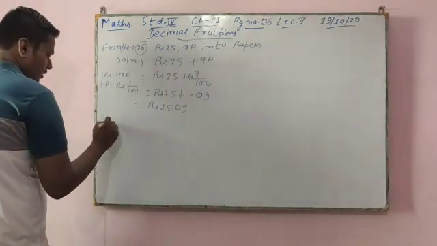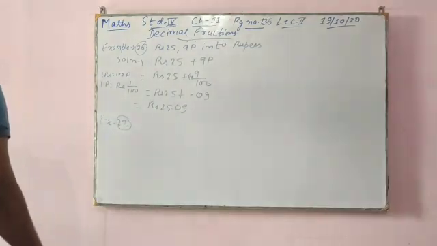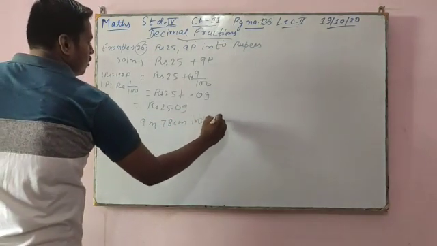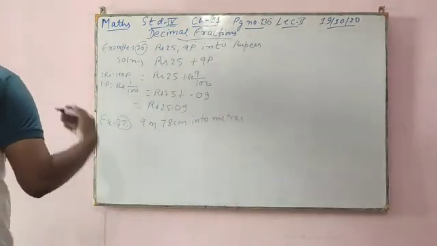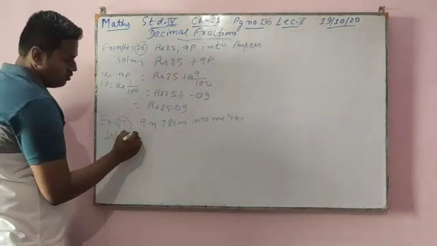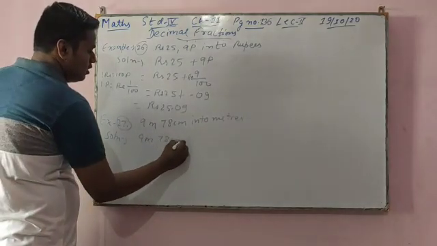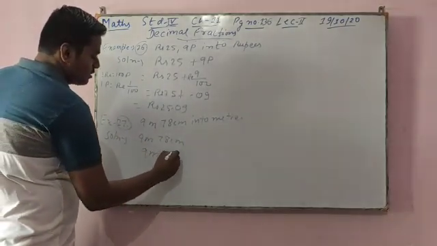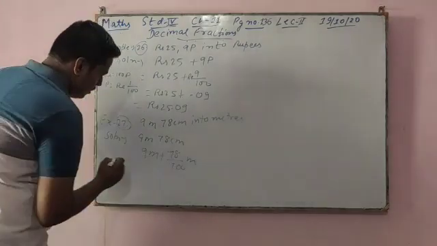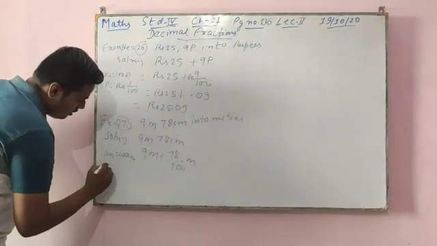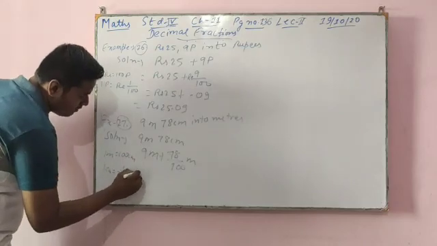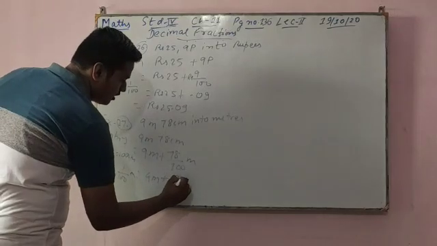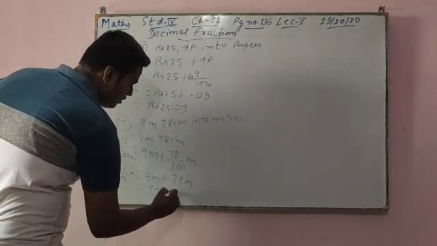Come to example number 27. You have to express 9 meters 78 centimeters into meters. See the solution. 9 meters and 78 centimeters. The 9 meters is already in meters; you have to change the centimeters into meters. So 9 meters plus 78 by 100 meters, because 1 meter is equal to 100 centimeters and 1 centimeter is equal to 1 by 100 meters. That's why I have divided. So 9 meters plus 0.78 meters. Add it: 9.78 meters.